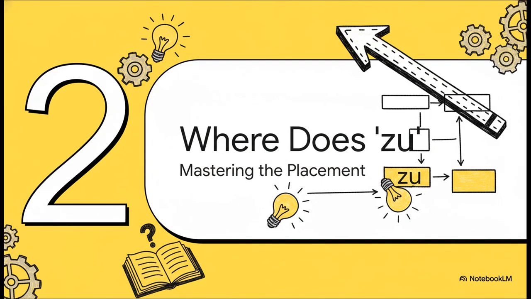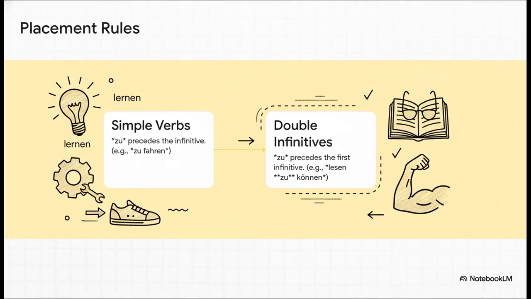Okay, so we know when to use it, that's half the battle. But the other half, which is just as important, is where does this little word go? This is where a lot of people get tripped up, but I'm telling you, the rules are actually super straightforward. Let's get into it. For most verbs, it couldn't be easier. The zu just pops right in front of the infinitive, just like to in English. So you get zu lernen, zu machen, zu gehen.